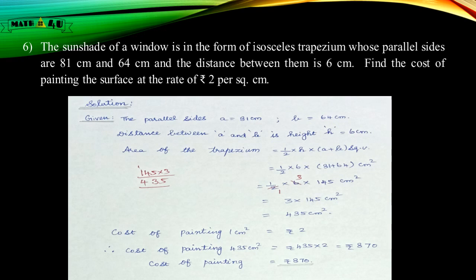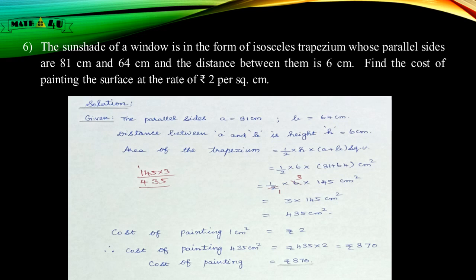Here the parallel sides are given. A is equal to 81 centimeter and B is equal to 64 centimeter. The distance between A and B, it is nothing but the height, is given, that is equal to 6 centimeter. We want to paint it. So let us find the area of the trapezium. Area of the trapezium is equal to half into h into A plus B square units. Just substitute the value, get the answer as 435 centimeter square.